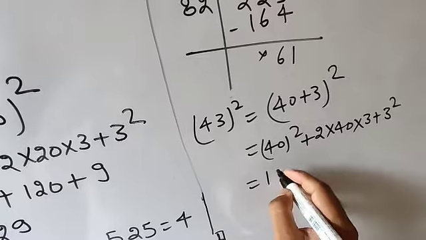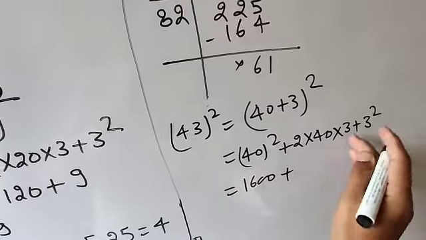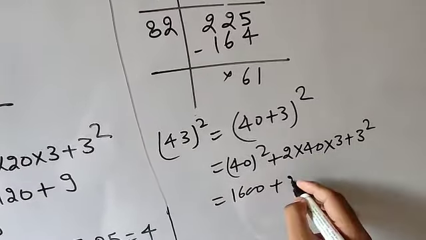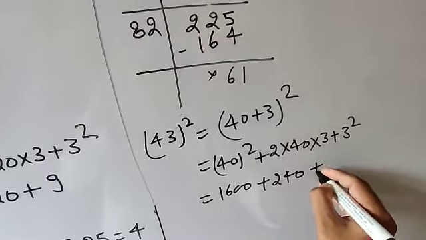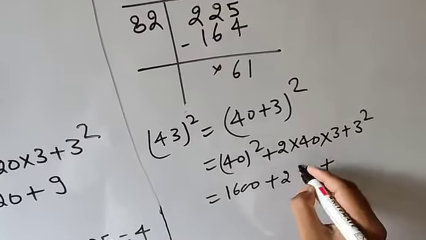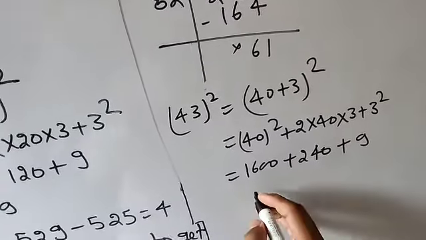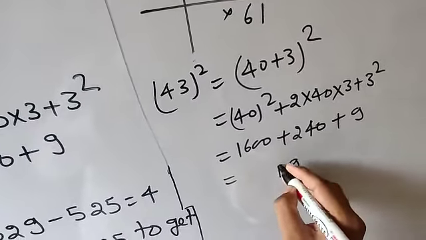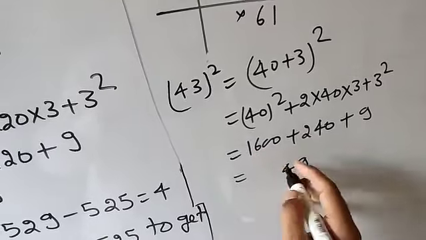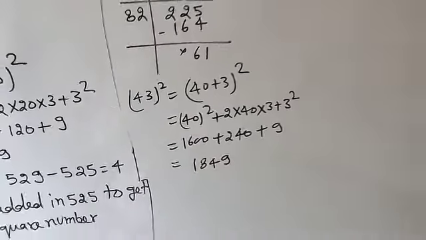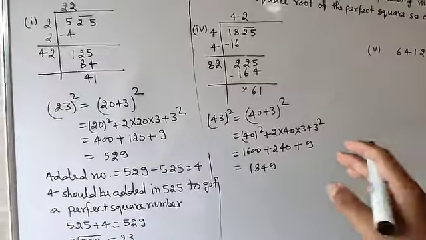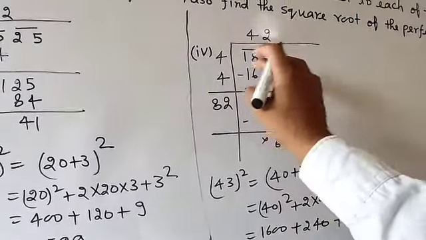It is equal to 40 square, 1600, plus 2 3 is 6, 6 4 is 24. It is 240. It is 240 plus 3 3 is 9. Now add it, it will be 1849.